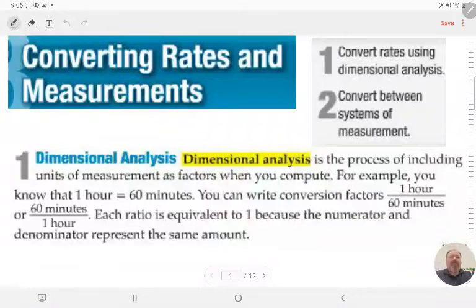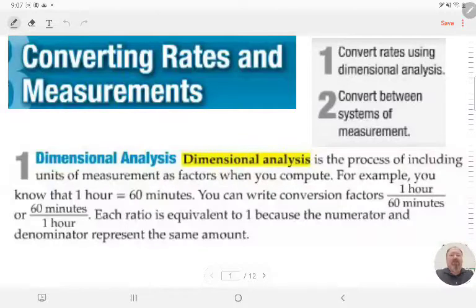Okay, so today we're talking about converting rates and measurements. We will convert rates using dimensional analysis, and we will convert between systems of measurement. So dimensional analysis, what is it? It is the process of including units of measurement as factors when you compute.